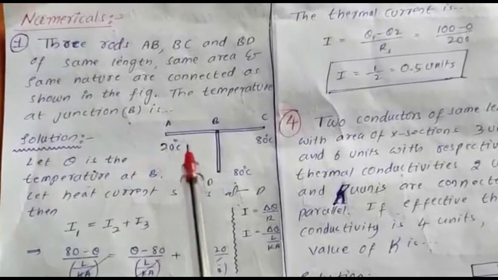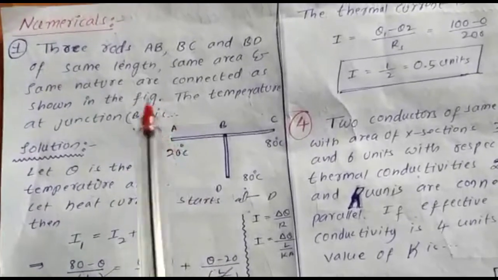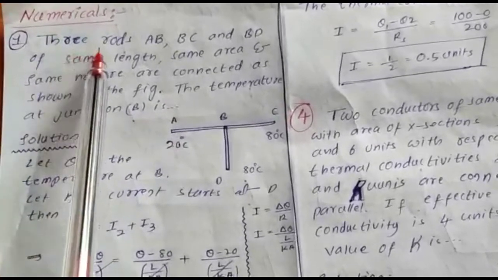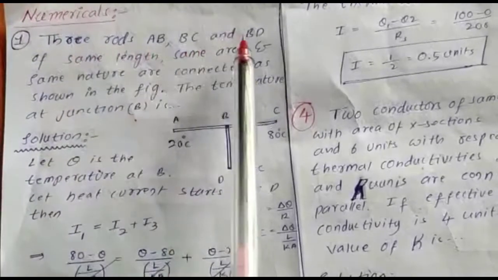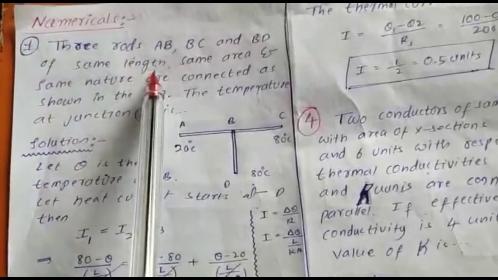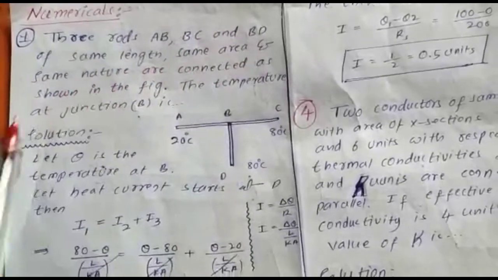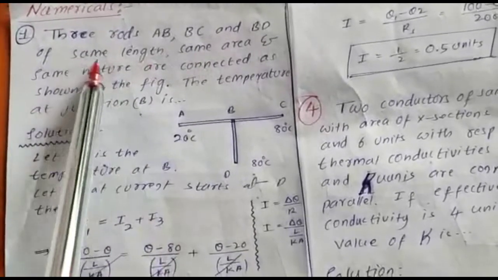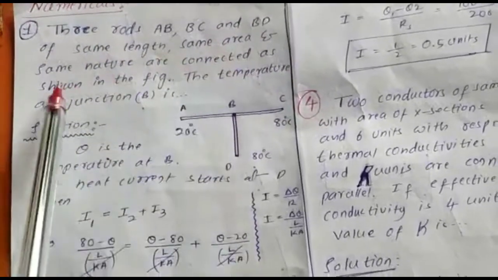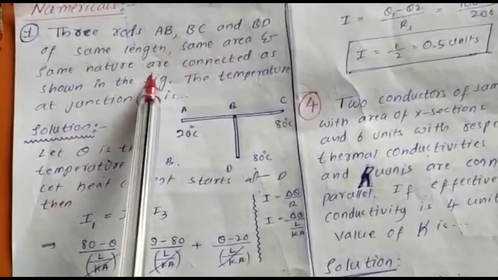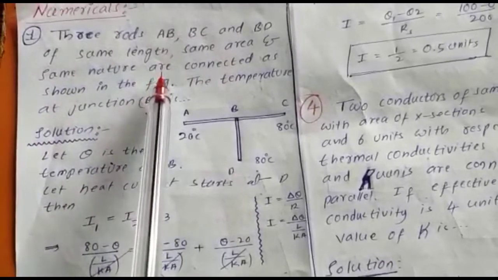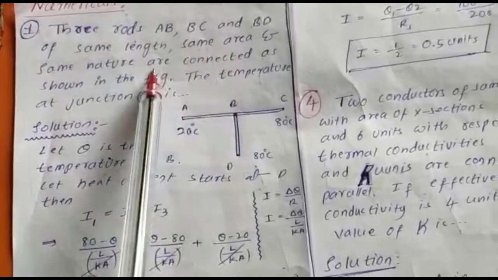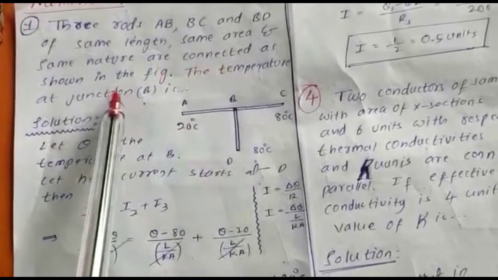Now let us discuss some numericals on this case, and here is a very important question. They have given 3 rods AB, BC and BD of the same length, same area and same nature. As I mentioned, same length and same area mean the geometrical parameters are the same, and same nature means the thermal conductivity is the same too. They are connected as shown in the figure.